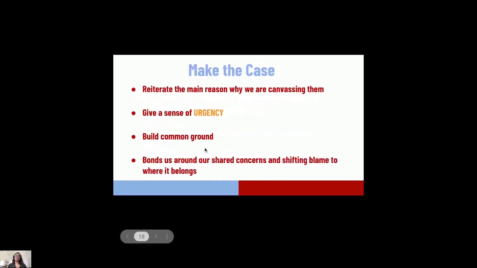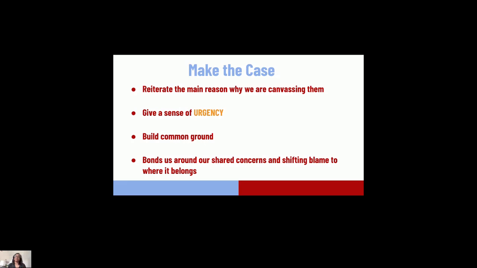And then we make the case. And this is one of my favorite parts. This is the section of the script where you as an organizer get to tell why you are there, right? First of all, I'm going to reiterate the main reason why I'm out canvassing, the main reason why I knocked on your door or made this phone call. I'm going to put a fine point on that and tell them why. I'm going to give them a sense of urgency.